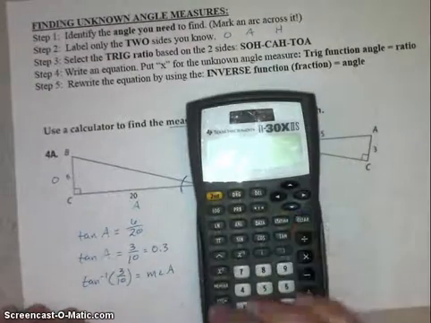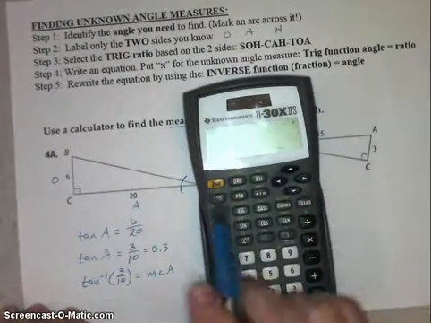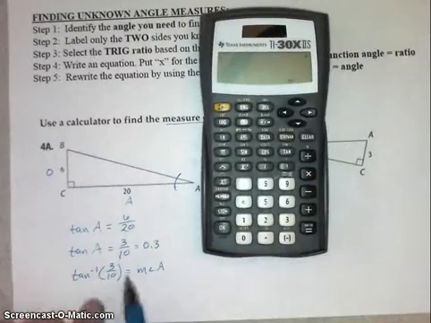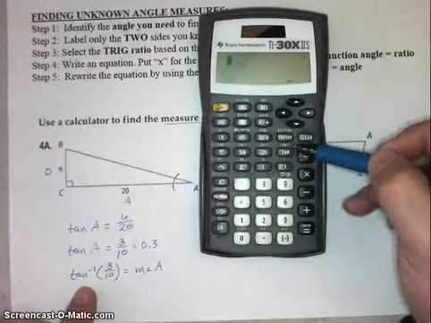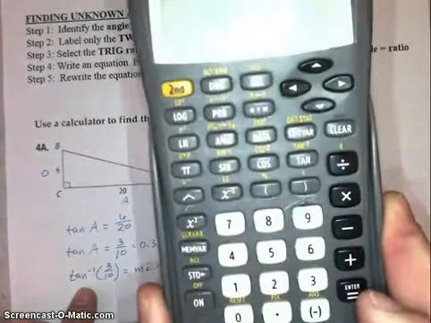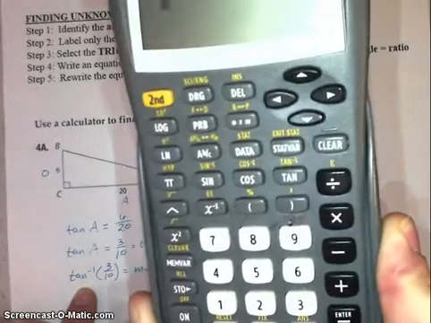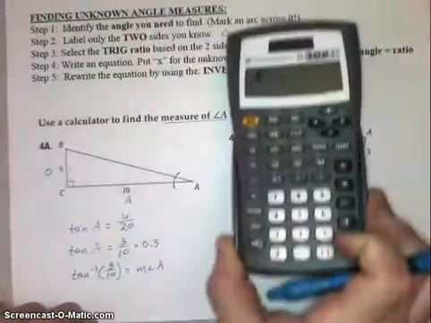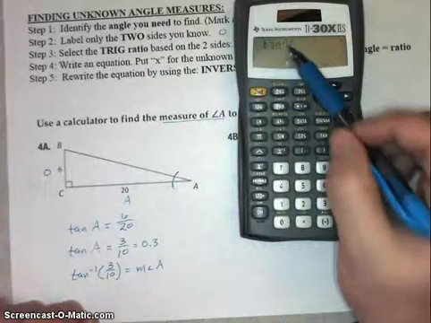And here's how we do that. We're going to use our second or function key to do that. So if I'm going to enter this in, I'm going to start by using the inverse tangent. You'll see printed right above it that TAN with a -1 exponent. And to get that, we have to push the second button. So I push second, and you'll see it brings up inverse tangent.